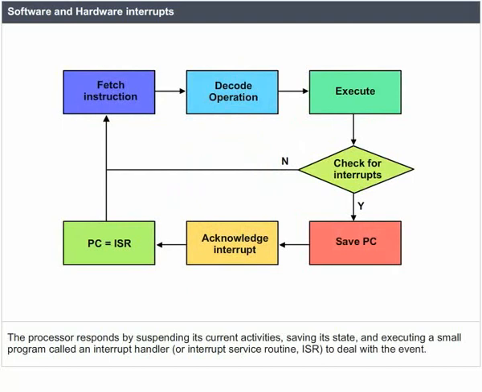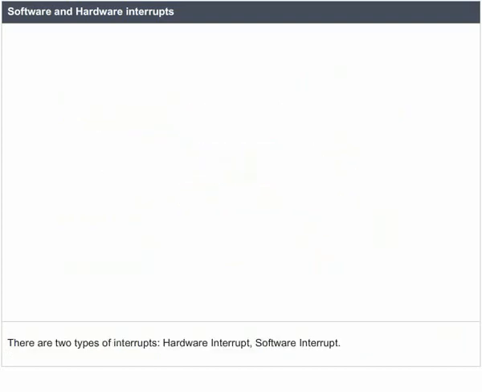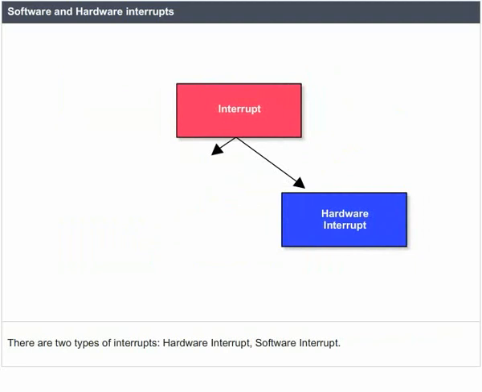The processor responds by suspending its current activities, saving its state, and executing a small program called an interrupt handler or interrupt service routine (ISR) to deal with the event. This interruption is temporary, and after the interrupt handler finishes, the processor resumes execution of the previous thread. There are 2 types of interrupts: hardware interrupt and software interrupt.